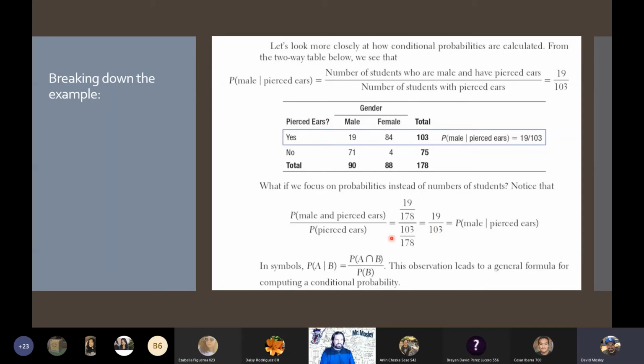And again, we're looking at it this way because it's going to happen where you're not given the two-way table, you're just given probabilities. In symbols, probability of A given B is equal to the probability of A and B divided by the probability of B. And this leads to our general formula, which will come on the next page.